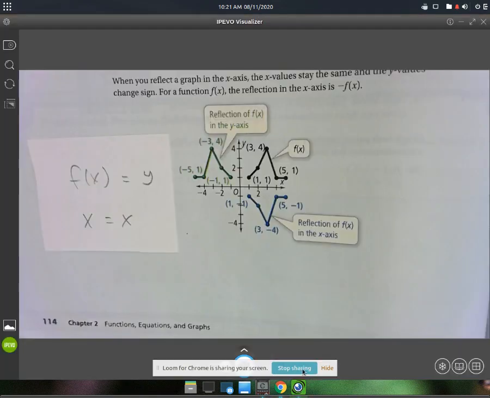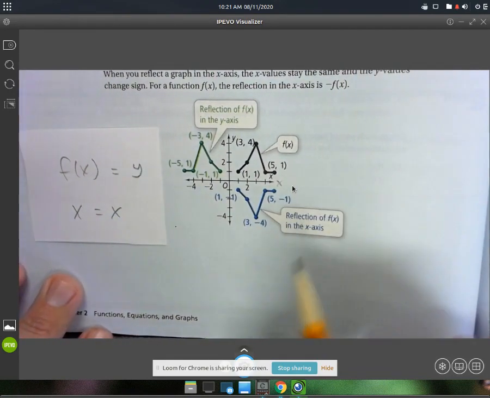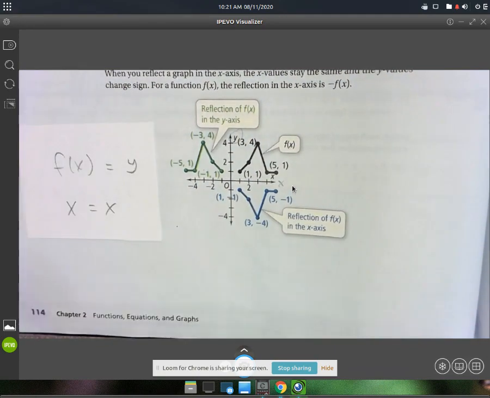All right. So here's a picture. This is on page 114 in your book. They give you the original function in black right here, and this represents f of x. In blue here, you see they reflect it across the x-axis. And in green, they reflect it across the y-axis.